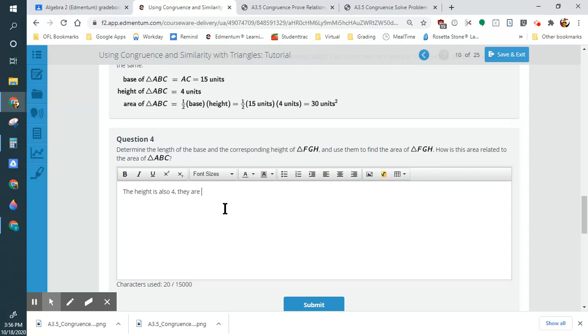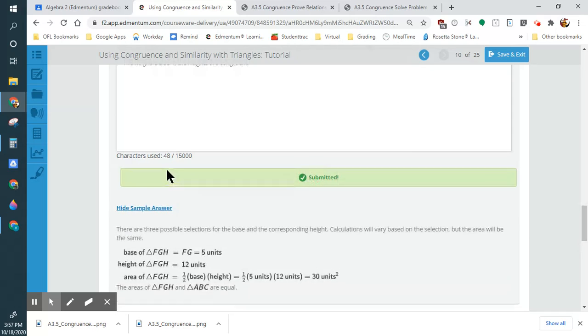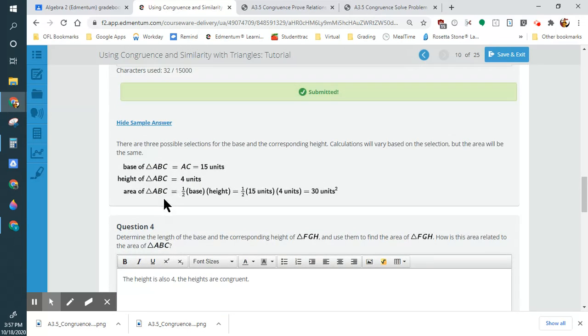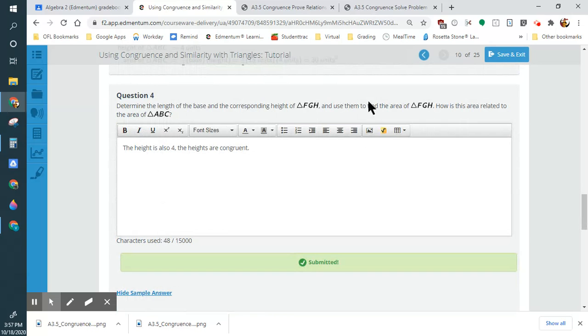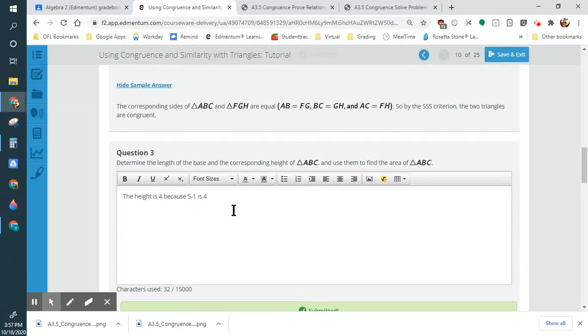They are, the heights are congruent. Isn't that something, guys? Because these two triangles are congruent, they're going to have the same height. Wow. I feel like they're really trying to force ideas. And look at what they're doing here. They're figuring out the areas. When did they tell us to figure out the areas? Oh, they did tell us to figure out the areas.